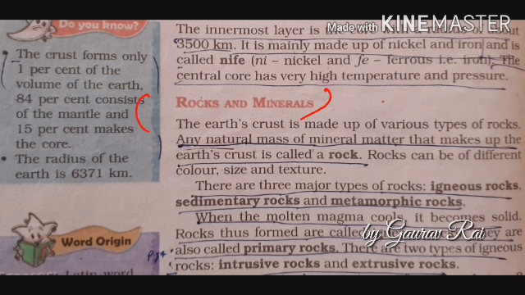Come on, the next topic, rocks and minerals. The Earth's crust is made up of various types of rocks. Any natural mass of mineral matter that makes up the Earth's crust is called rock. Underline these lines. So you know that the Earth's crust is made up of various types of rocks, natural mass of mineral matter that makes up the Earth's crust.